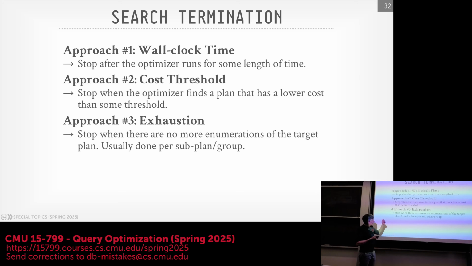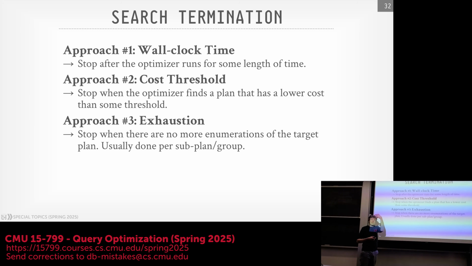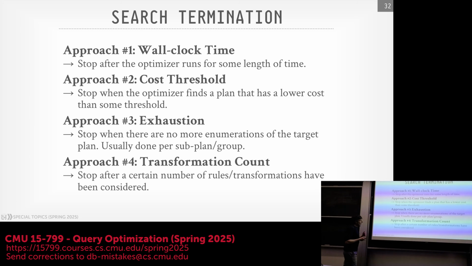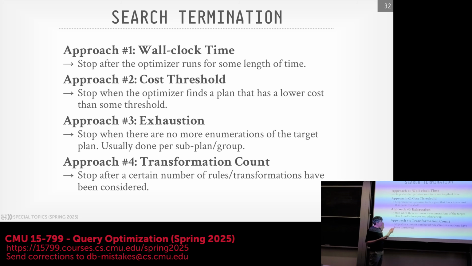Another option is if you know that you've looked at possibly everything, then you just stop. If you're joining just two tables in your query, you can explore those two choices pretty quickly. And then the last one is what DB2 does, or Starburst does, and what Microsoft does, where you say I'm going to apply a certain number of transformations, and once I reach that limit, no matter how long it actually takes, I just stop.